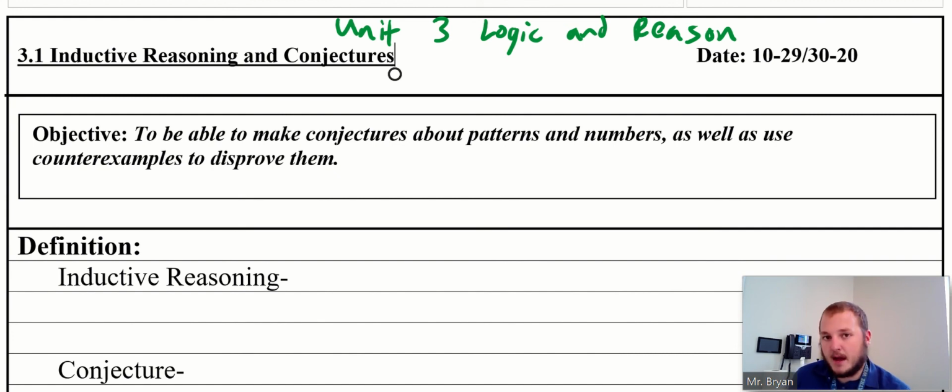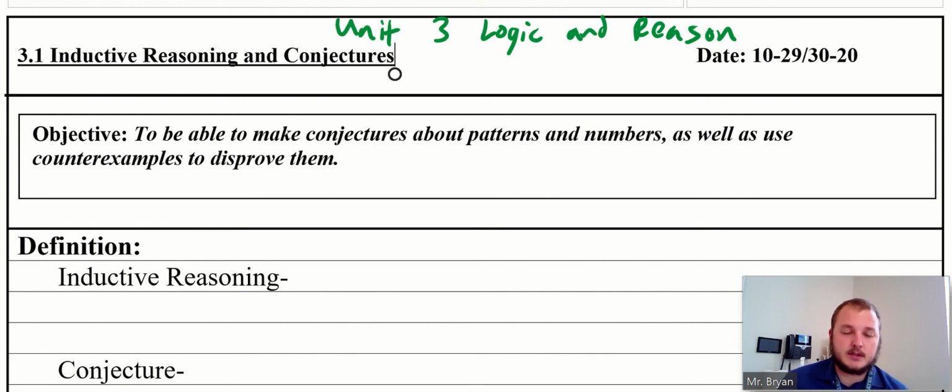So we're not going to see as many math examples as we usually do, which might be good news for some of you and bad news for some of you, depending on how you feel. But this is just a little bit of a shift. Okay, so for today, the label is going to be 3.1, Inductive Reasoning and Conjectures. This is either the 29th or 30th, depending on when you're watching it. You can add that if you'd like.